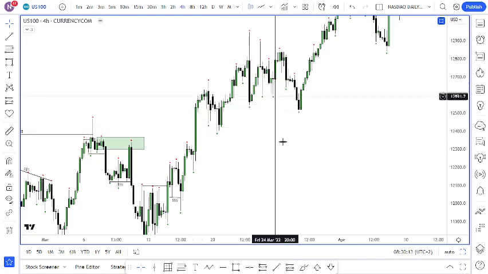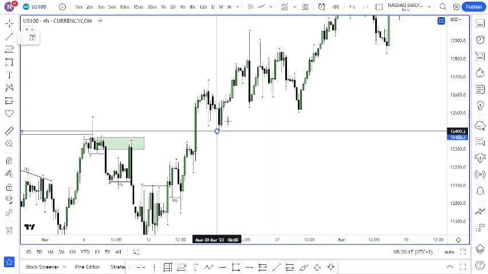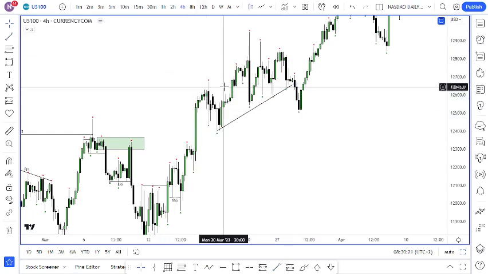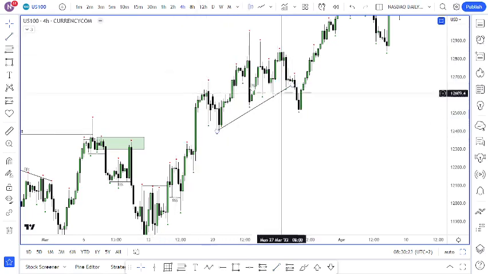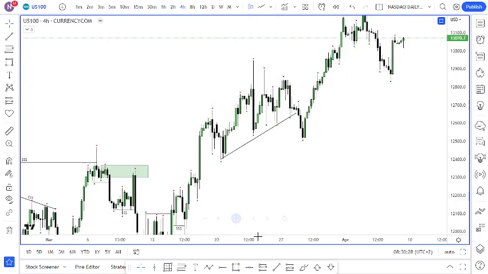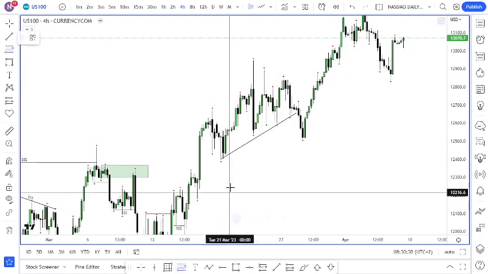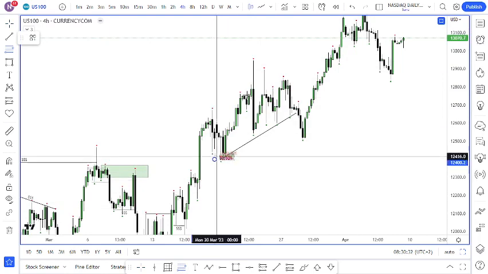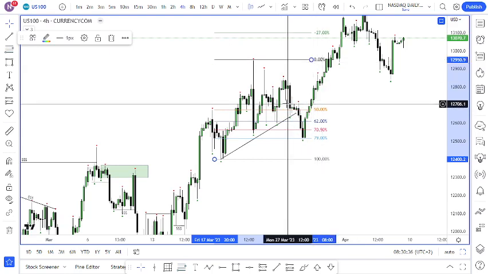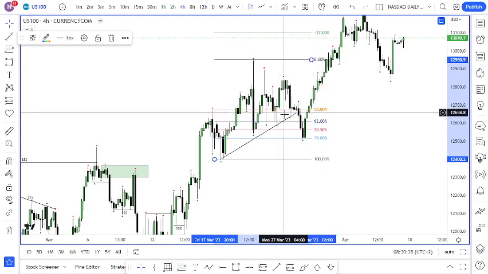Higher low, higher low. So what do we have here? We have a trend line forming. We have bullish structure with a trend line forming. Price is at a high, price is at a premium. You're looking for price to retrace into a discount. So you're looking at the fib, the 50%, all of these lows.